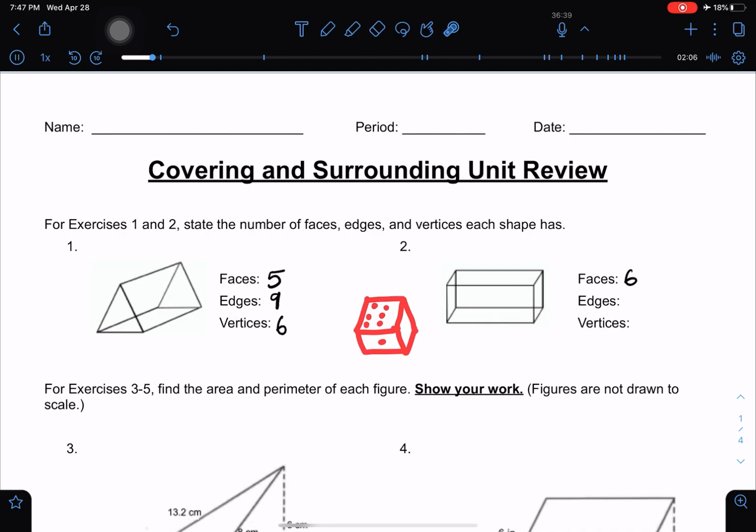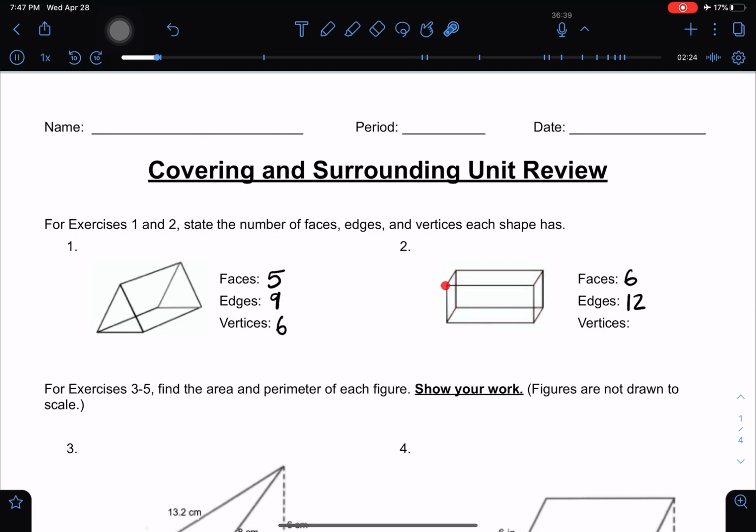Moving on to the edges, we see that there are 4 edges on the left side of this rectangular prism. We see that there are another 4 on the right side. That is a total of 8 so far, and then we see that there are 4 edges bringing those 2 together. So we have a total of 12 edges here.